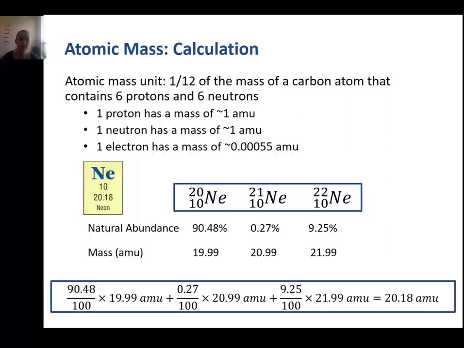We can then use these values to compute a weighted average of the isotope mass by multiplying a fraction of each isotope by its mass. To get the fraction of each isotope, we take the percentage and divide by 100, and then multiply by that isotope mass, and sum those together. When we do that, we find we get 20.18 AMU, which is exactly what's shown on the periodic table.